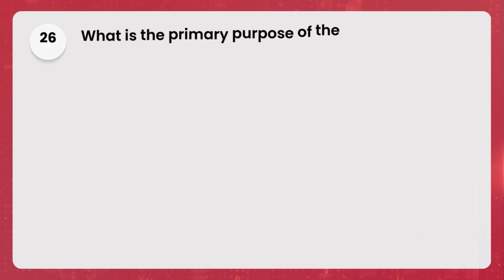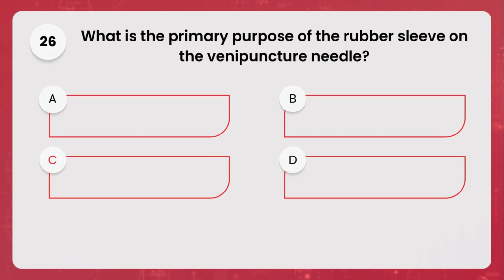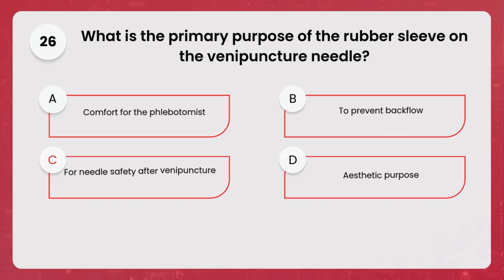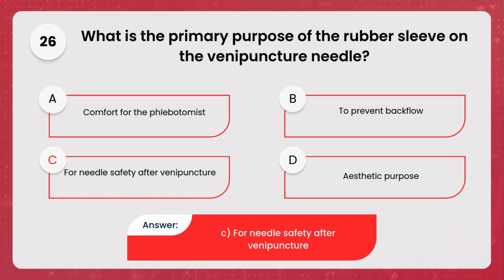Number 26. What is the primary purpose of the rubber sleeve on the venipuncture needle? A, comfort for the phlebotomist. B, to prevent backflow. C, for needle safety after venipuncture. Or D, anesthetic purposes? The answer is C, for needle safety after venipuncture.